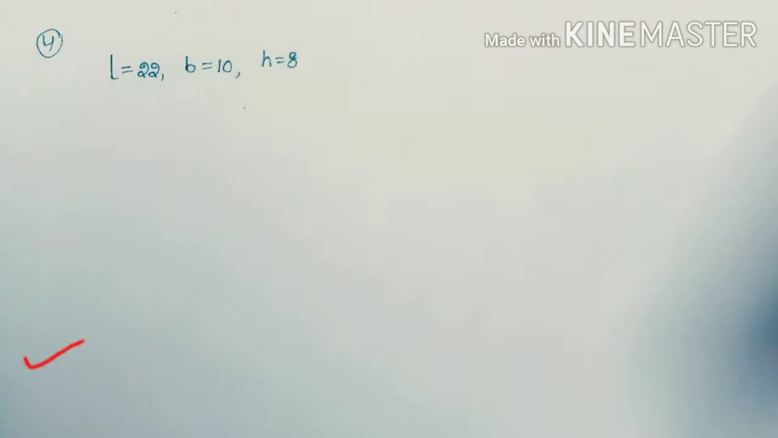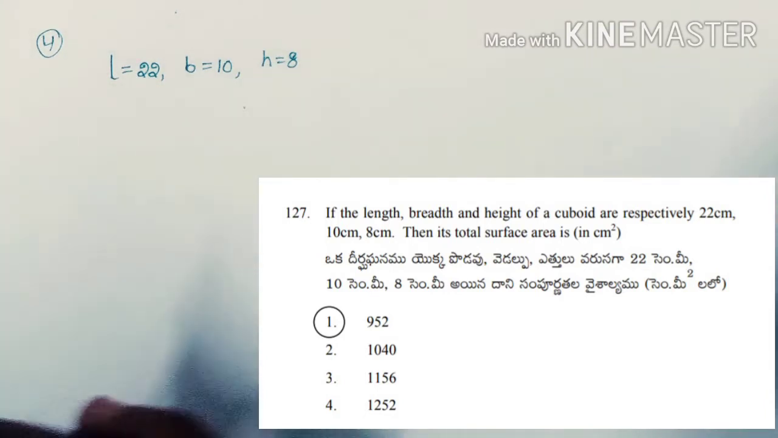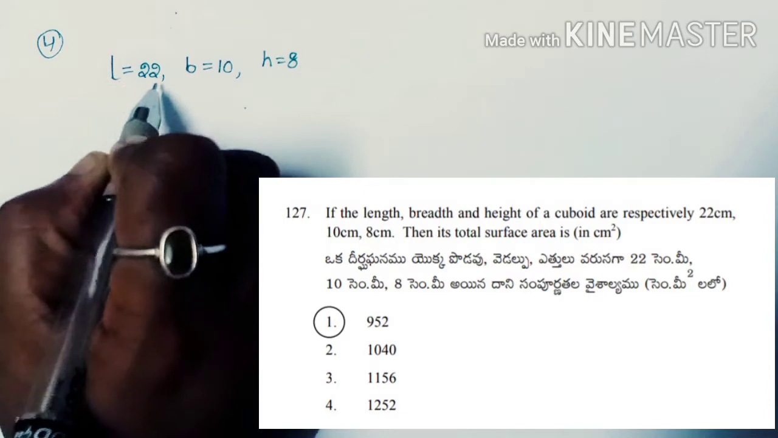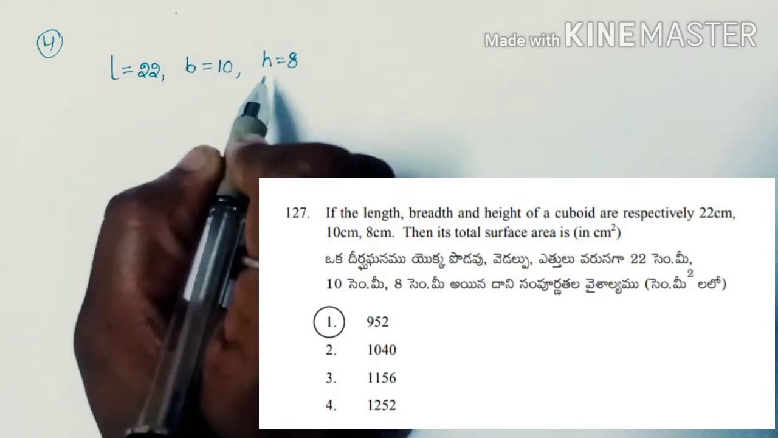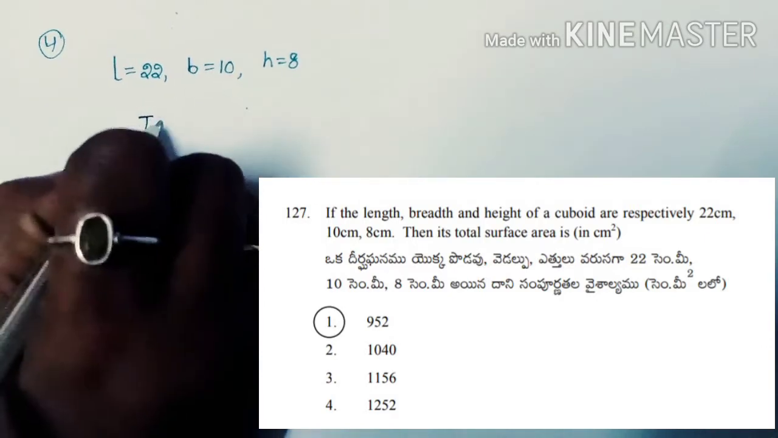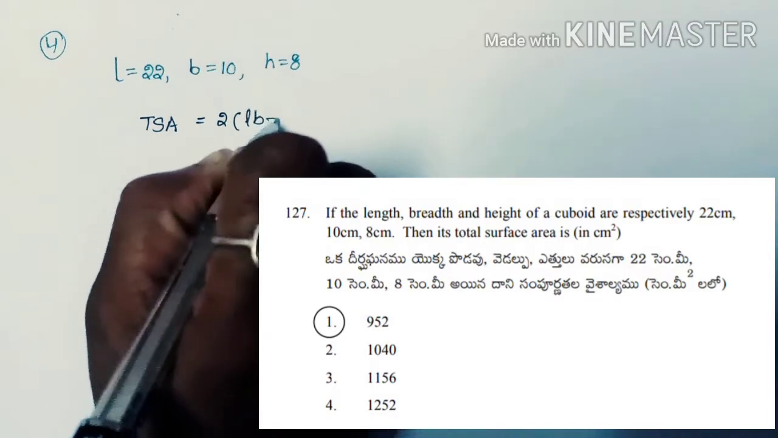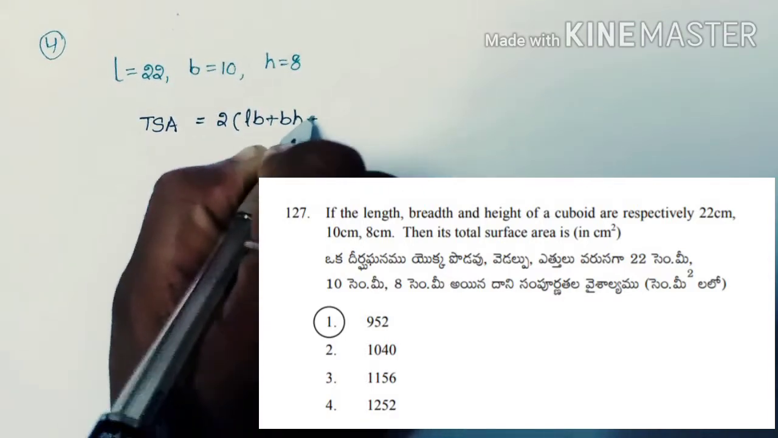That's all. Next problem: if the length, breadth and height of a cuboid are respectively 22 centimeters, 10 centimeters and 8 centimeters, then its total surface area is, the options are 952, 1040, 1156, 1252. Given that length is equal to 22, breadth is equal to 10 and height is equal to 8. Now what is the total surface area of the cuboid? Total surface area is equal to 2 into (LB plus BH plus HL).